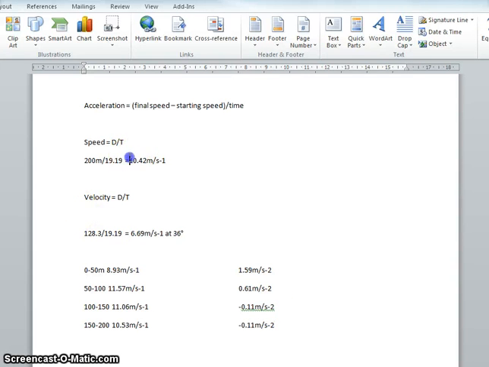Here is his average speed, which you worked out for question 1. Here is his average velocity. Don't forget that we've got 36 degrees there because it's a vector quantity, which means it must have a direction. Here are his speeds at each interval and his acceleration corresponding to each interval.